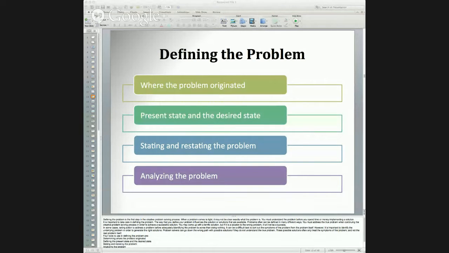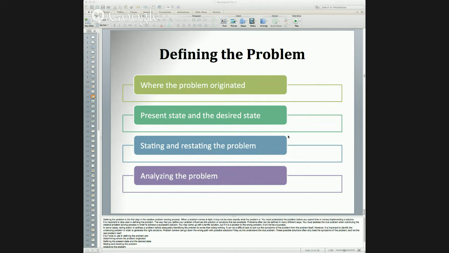You must address the true problem when continuing the creative problem-solving process in order to achieve a successful solution. You may come up with a terrific solution, but if it is a solution to the wrong problem, it will not be a success. In some cases, taking action to address a problem before adequately identifying the problem is worse than doing nothing. It can be a difficult task to sort out the symptoms of the problem from the problem itself. However, it is important to identify the underlying problem in order to generate the right solutions.